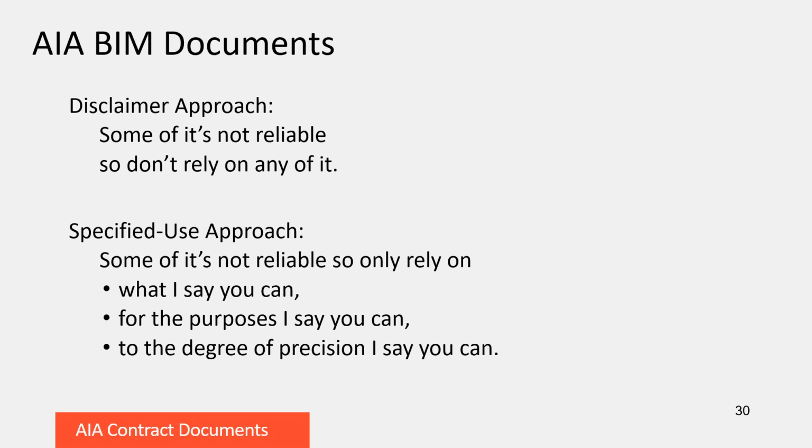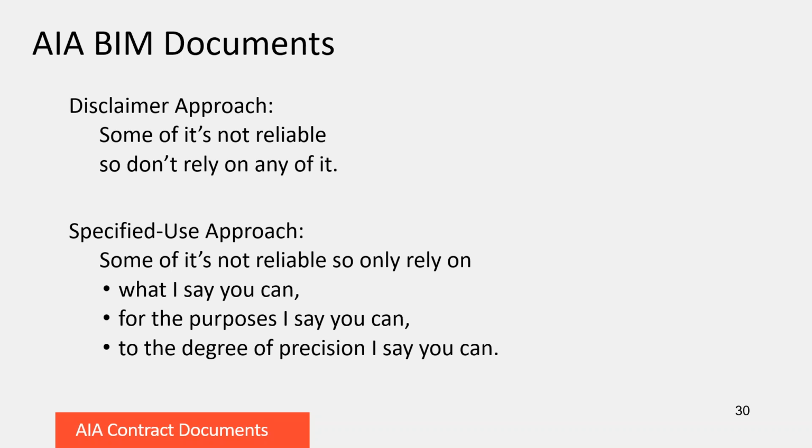So I think, Jim, I'm going to turn it over to you. Okay, thanks, Pat. So what this disclaimer approach boils down to is that some of the information in the model is not reliable, so don't rely on any of it. So that is clearly throwing the baby out with the bathwater. It really diminishes the model's usefulness as a communication, coordination, and collaboration tool.